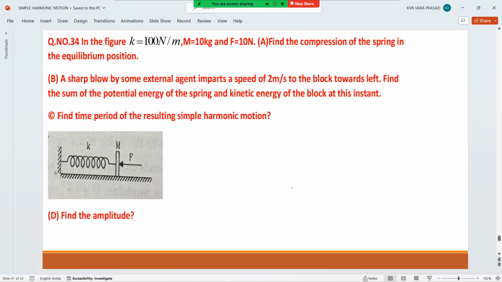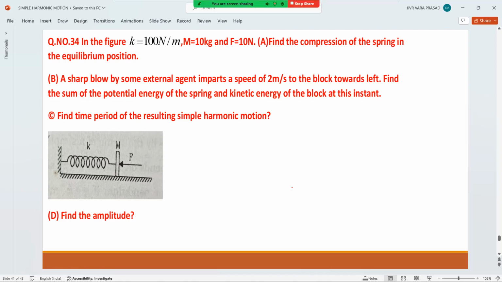Okay, first read the question, then see what remaining we have to get. A sharp blow by some external agent imparts a speed of 2 meters per second to the block towards left. Find the sum of the potential energy of the spring and kinetic energy of the block at this instant. Find the time period of the resulting simple harmonic motion. Find the amplitude. So this is the question given.